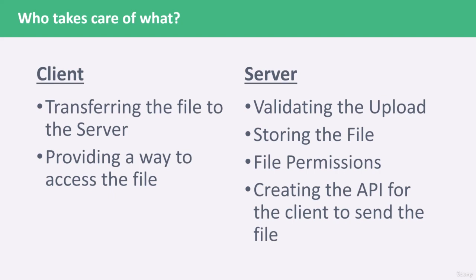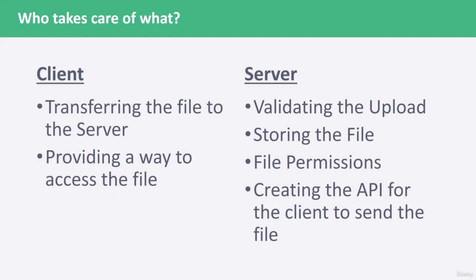Our job as front-end developers is to send the file to the server. The server is what takes care of the majority of the work. The server takes care of validating the upload by checking the file type. It is possible to spoof file extensions, so being able to check for this is important. The server will also take care of uploading the file to the correct directory, storing it in a location purposely meant for uploads only. File permissions are another job for servers.